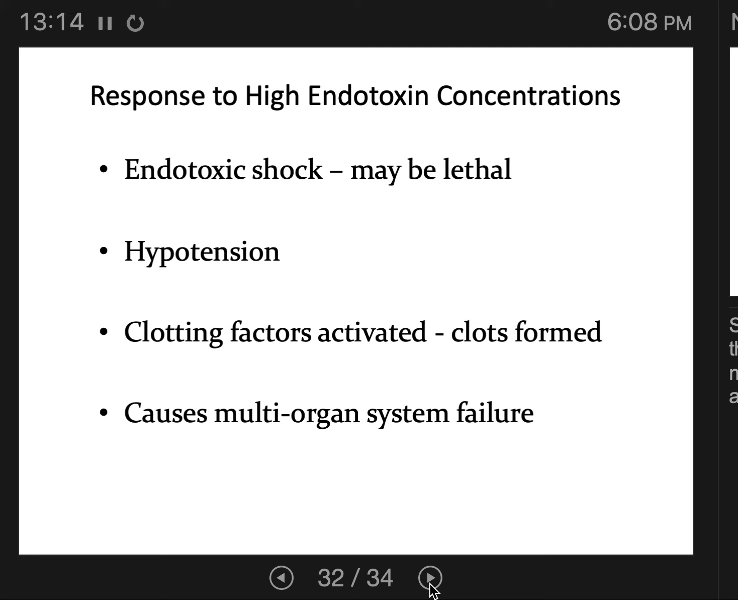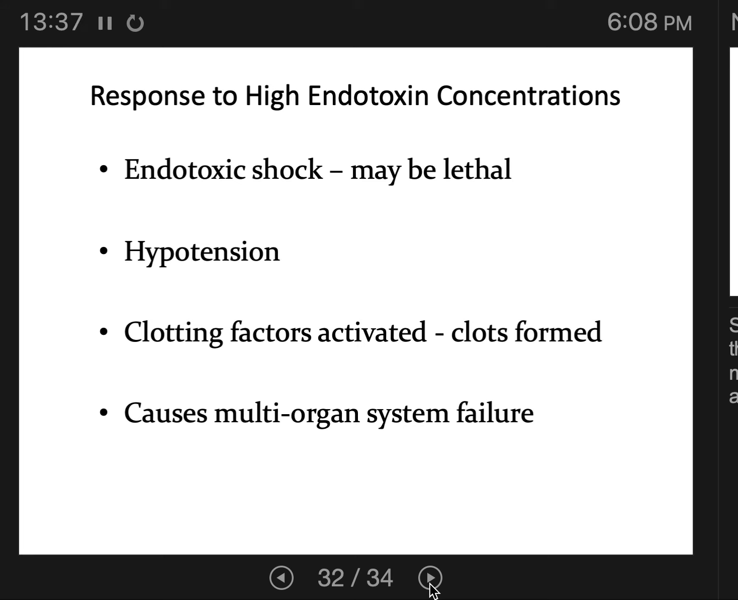All right, so response to high endotoxin concentrations. So again, you have a huge number of gram-negative bacteria and they're all dying. So you have a lot of lipopolysaccharide, a lot of endotoxin. You can get endotoxic shock, which can be lethal. So remember, shock is a life-threatening reduction in blood pressure. Hypotension, that's just low blood pressure.